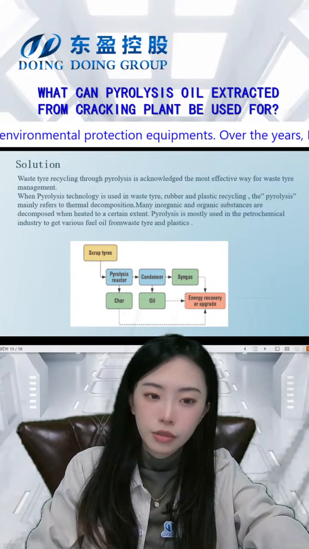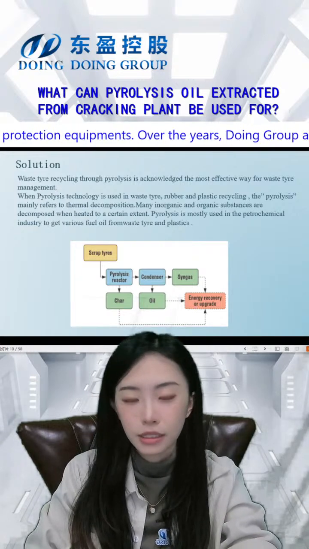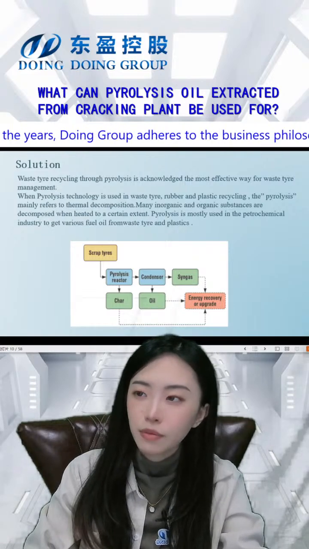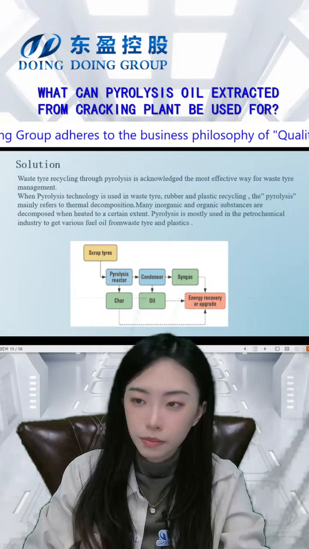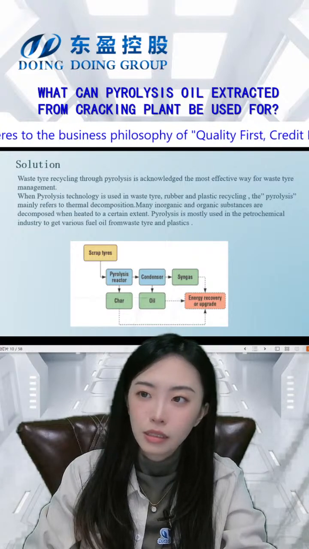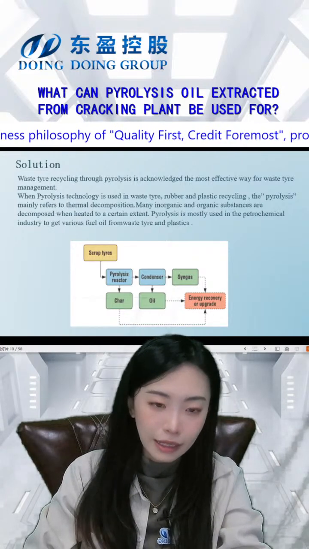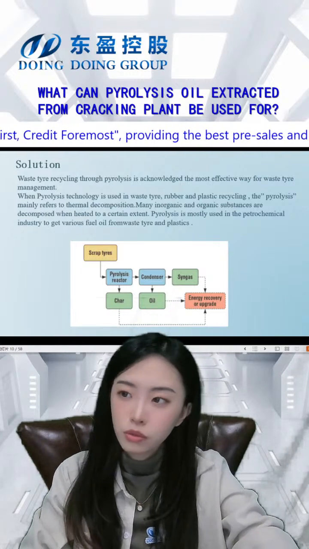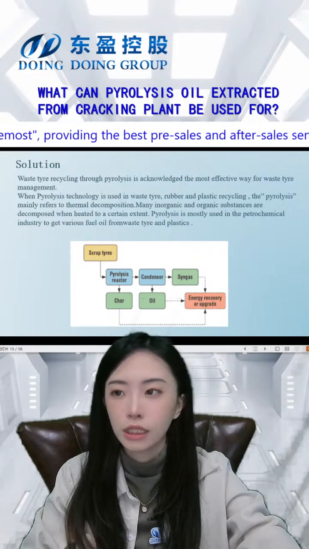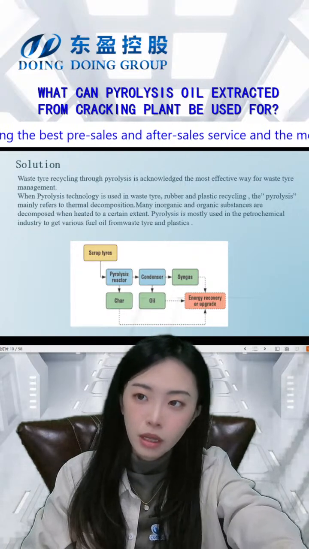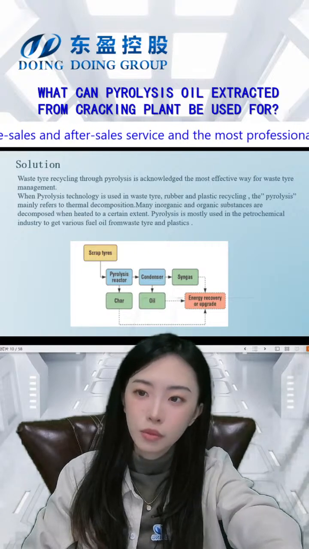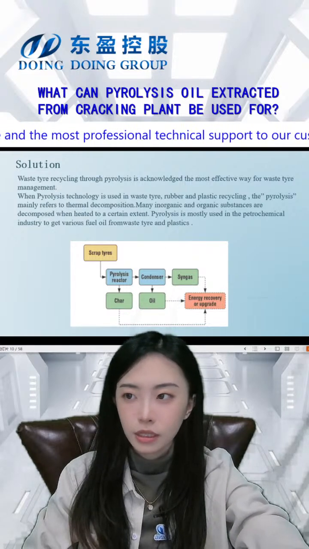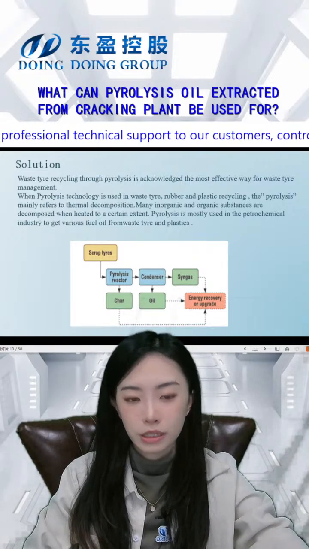And it shows here when the pyrolysis technique is used in waste tire, rubber, and plastic recycling, pyrolysis mainly refers to thermal decomposition. Many inorganic or organic substances are decomposed when heated to a certain extent. Pyrolysis is mostly used in this industry to get various fuel oil from waste tire and plastic.